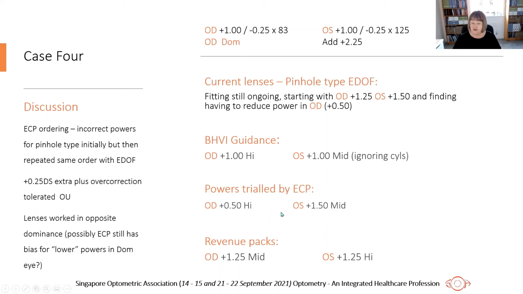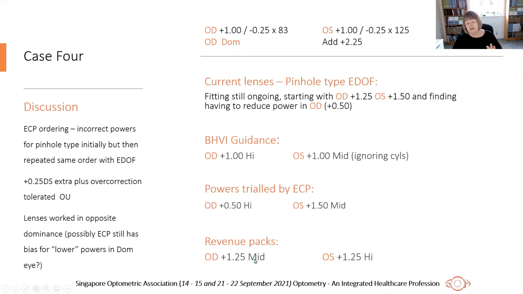So needless to say, starting off with the incorrect guidance lenses didn't work. What the patient ended up with was the guidance plus an extra 0.25, which is what we're finding with hypermetropes in the UK.